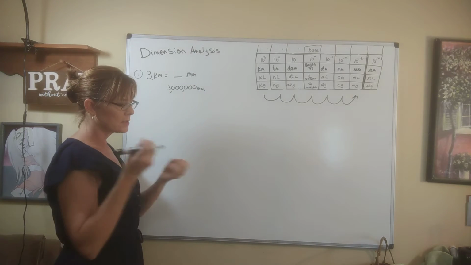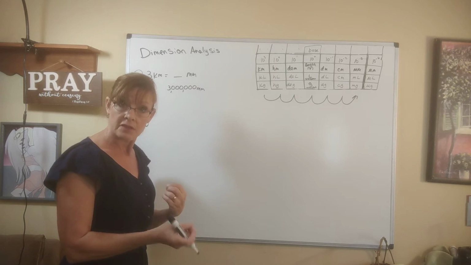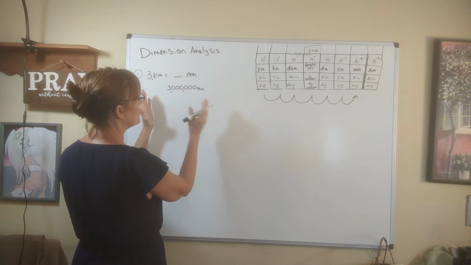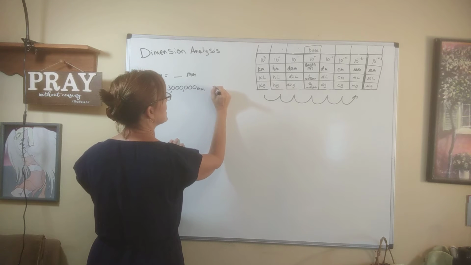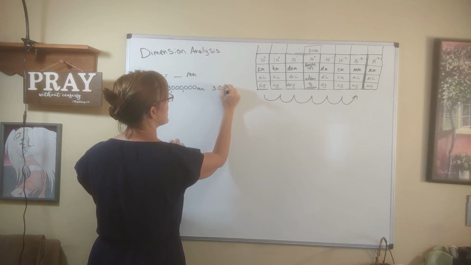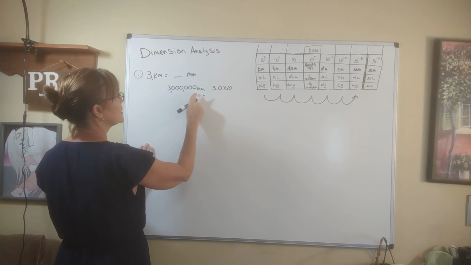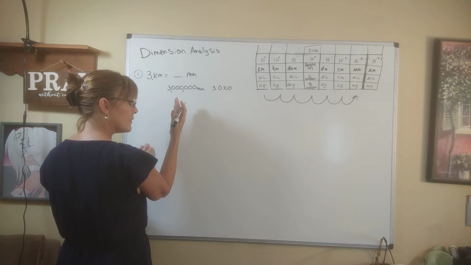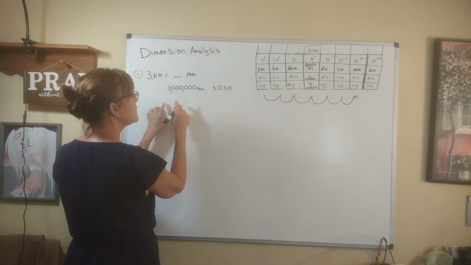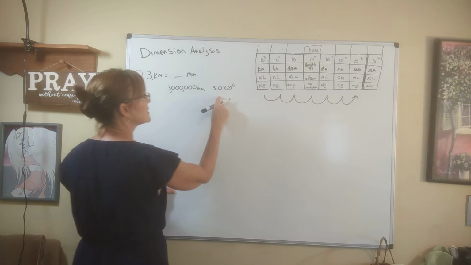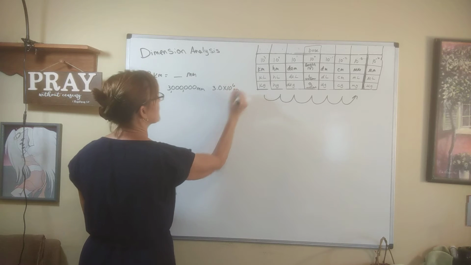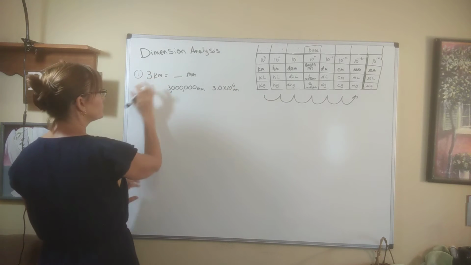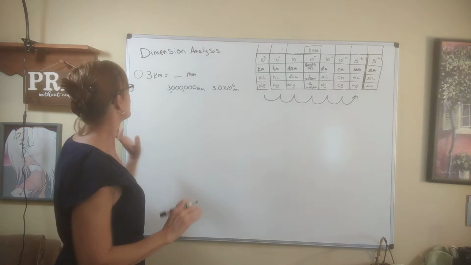I want you to get used to scientific notation. Scientific notation is where you write it as 3.0 times 10 to a power: we move our decimal from here to the first place to the right of a non-zero number. So 3.0 times 10 to the 6th is another way of writing this, in millimeters. Okay, so that is the first one.